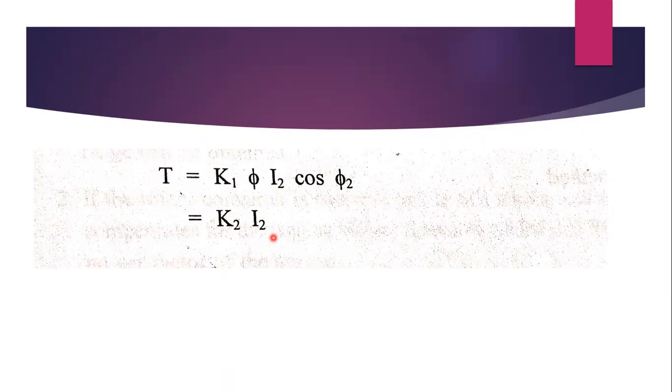Understood? So this slip power is taken from the rotor. In this scheme, the slip power is taken from the rotor and fed back to the supply. At this condition, the motor operates in the subsynchronous region. Remember this point.